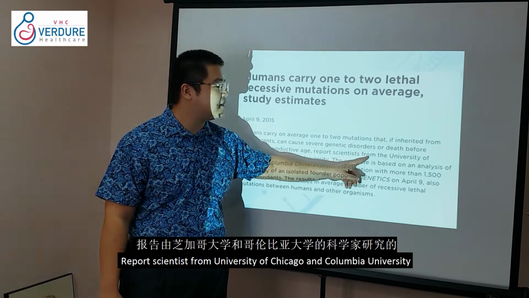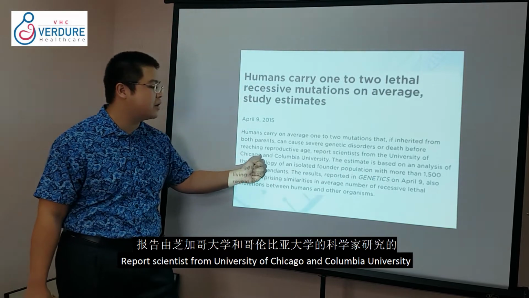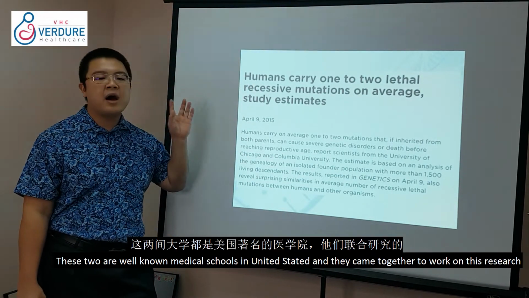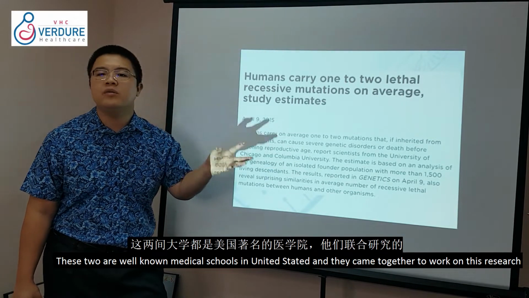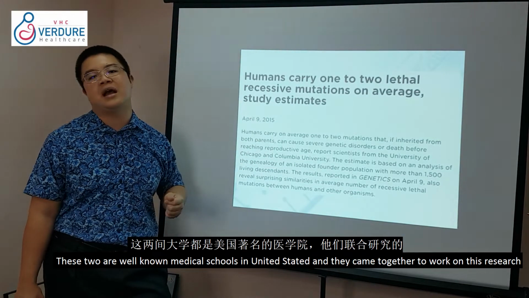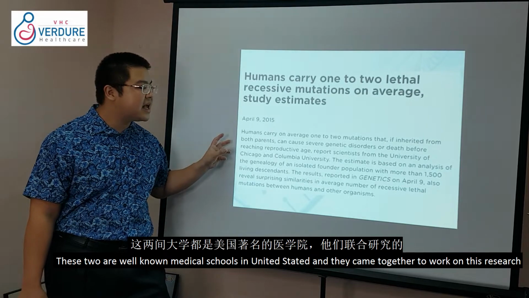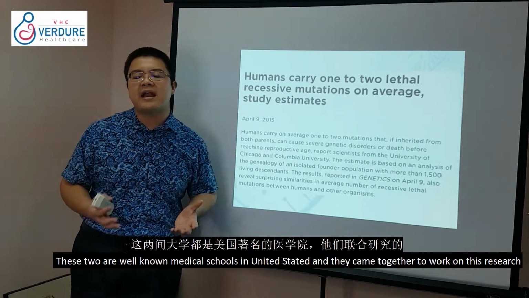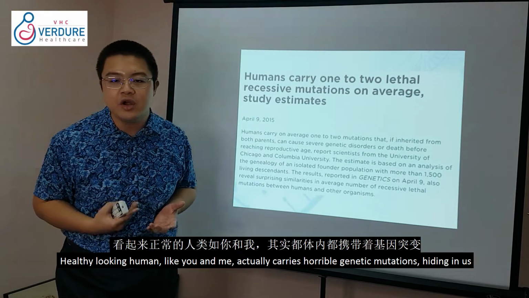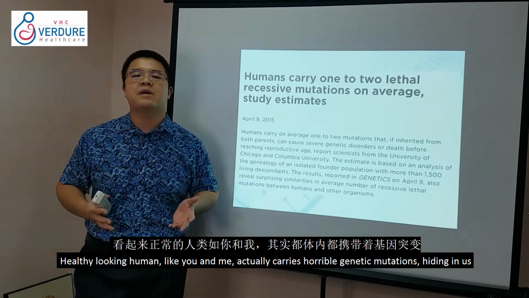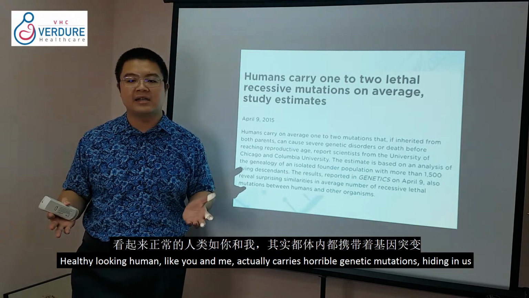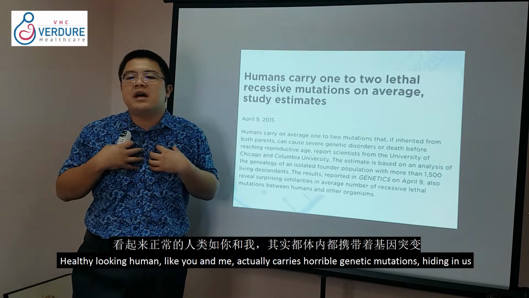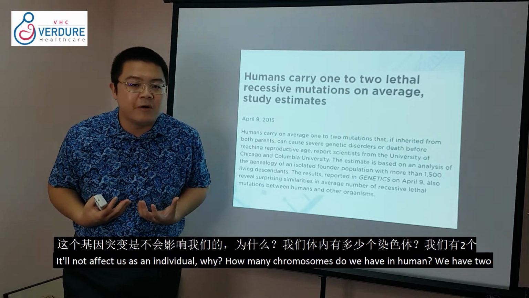Okay, report scientists from the University of Chicago and Columbia University. These two are among the most well-known medical schools in the United States, and they came together and did this research. It is simply saying that healthy humans like me and you could have some kind of horrible genetic mutations hiding in us. It's not going to affect us as individuals, okay?